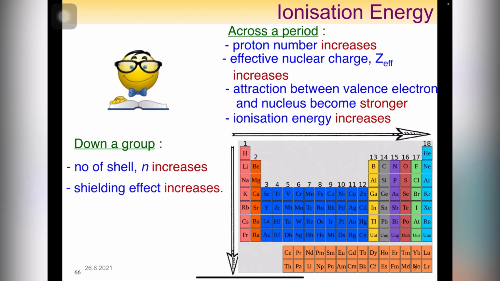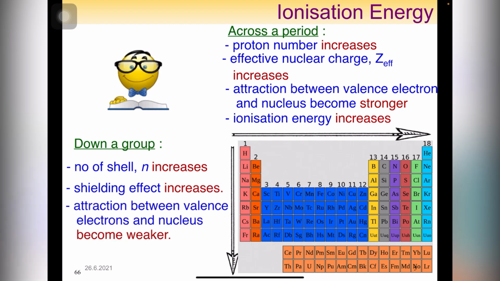So it will cause the shielding effect to increase, which is the inner electrons in the inner shells. They will shield the attractions between the nucleus and outer electrons. So attractions between the valence electron or outer electrons and the nucleus become weaker. So ionization energy decreases. It just needs a small amount of energy to remove the electron.